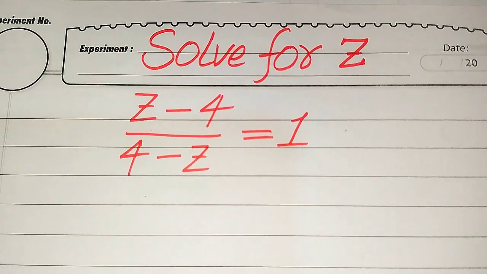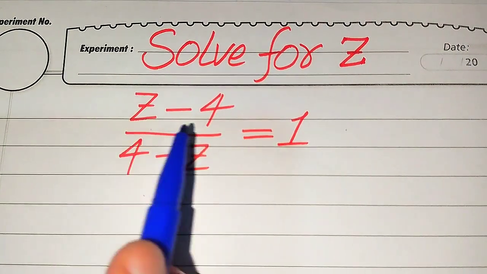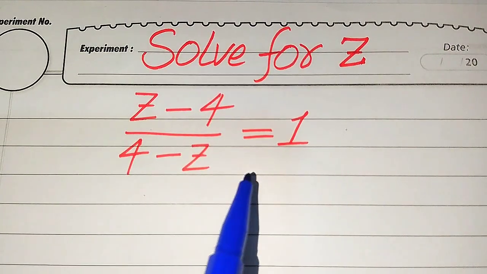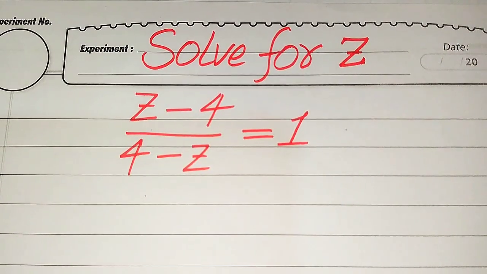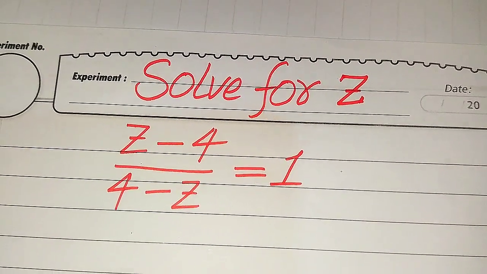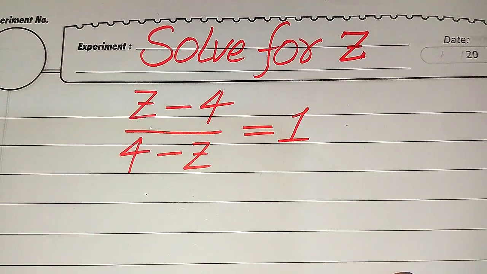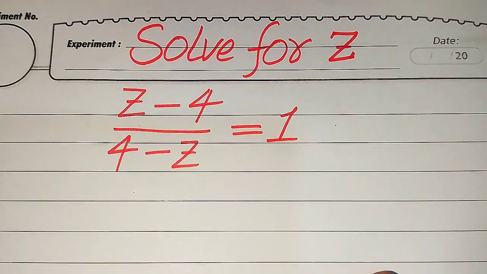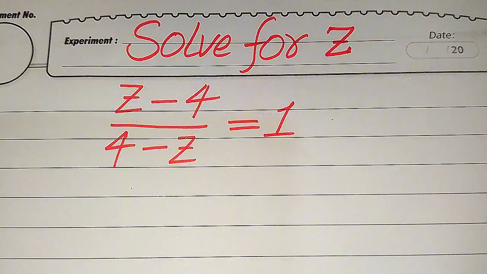Hello everyone, how to solve this problem for the values of z if we have (z minus 4) divided by (4 minus z) is equal to 1, and we solve this problem for all the values of z. So first we find all the roots of this equation, and at the last we will verify which of the roots are solutions or which of the roots are extraneous roots of the given equation.